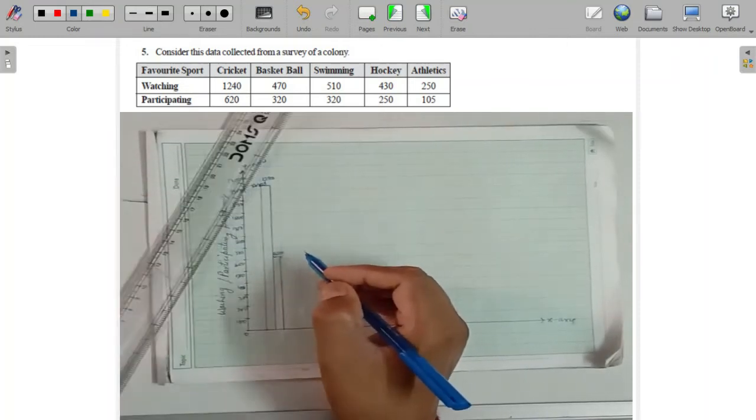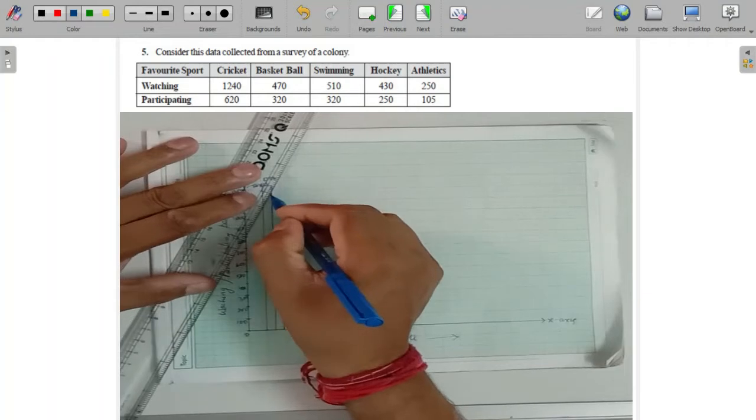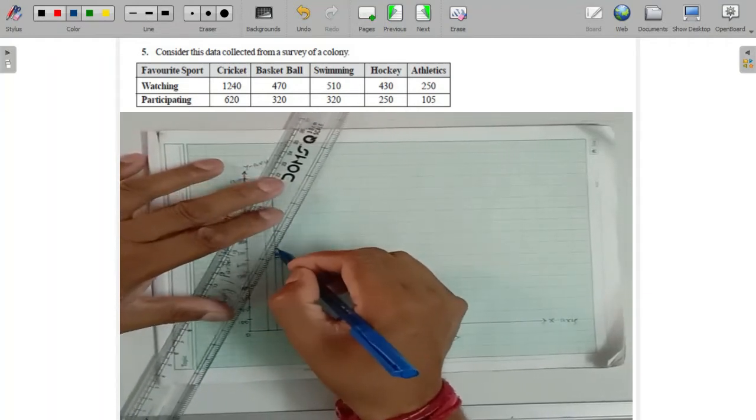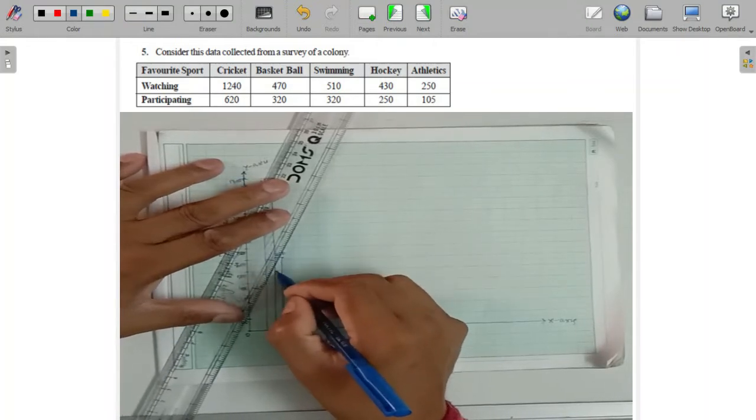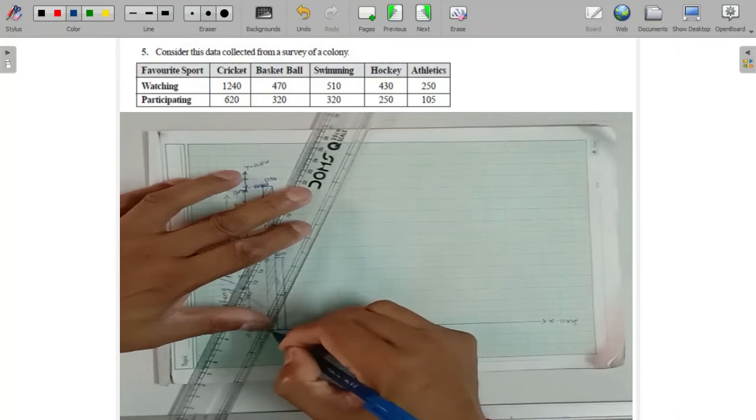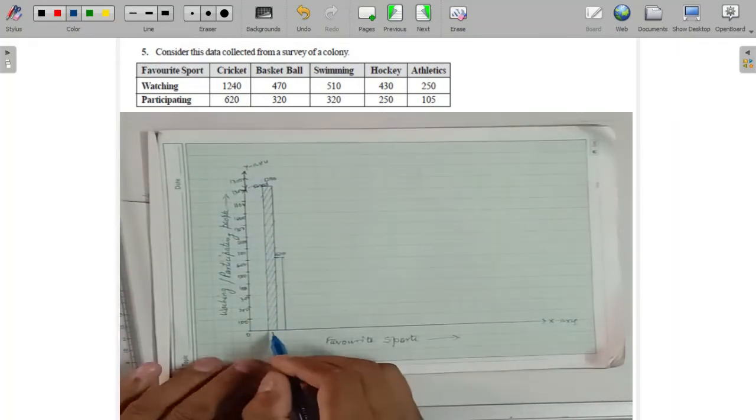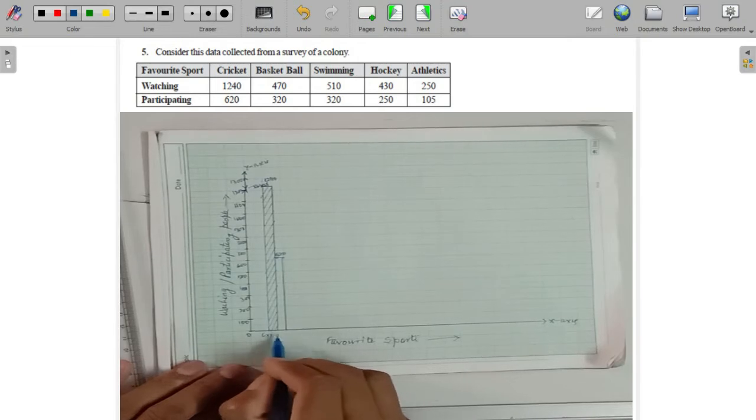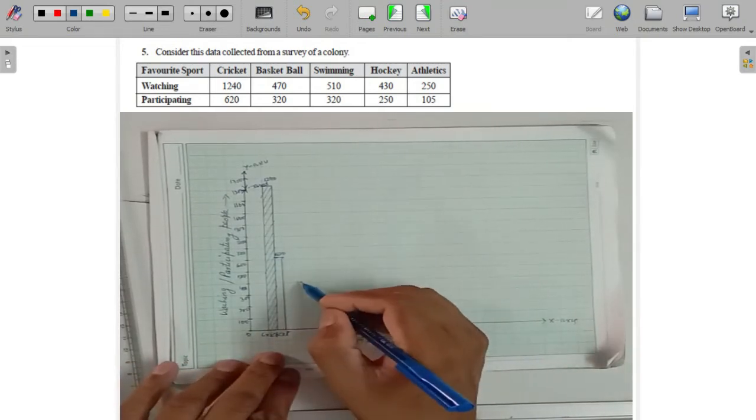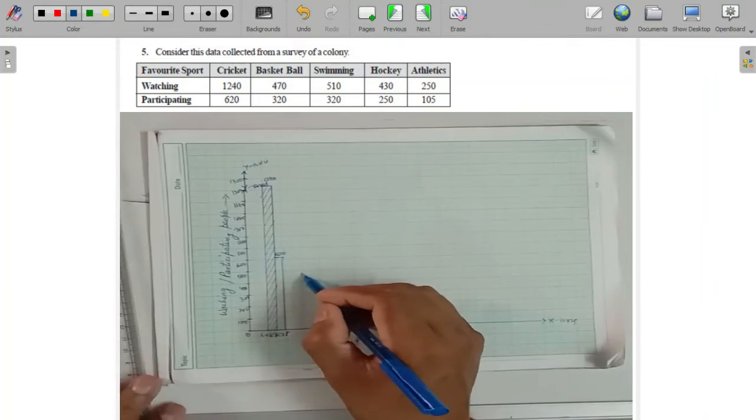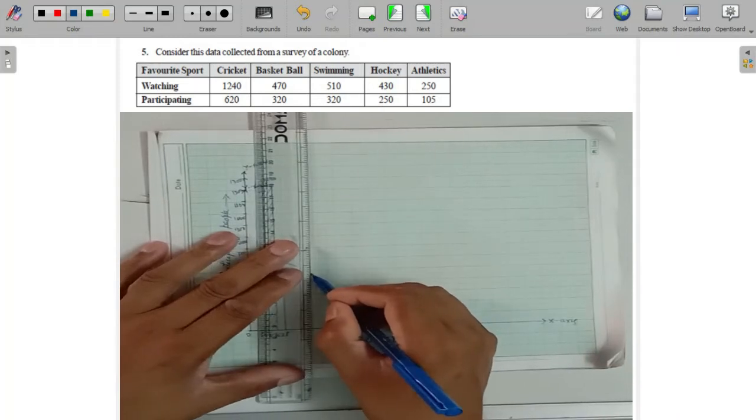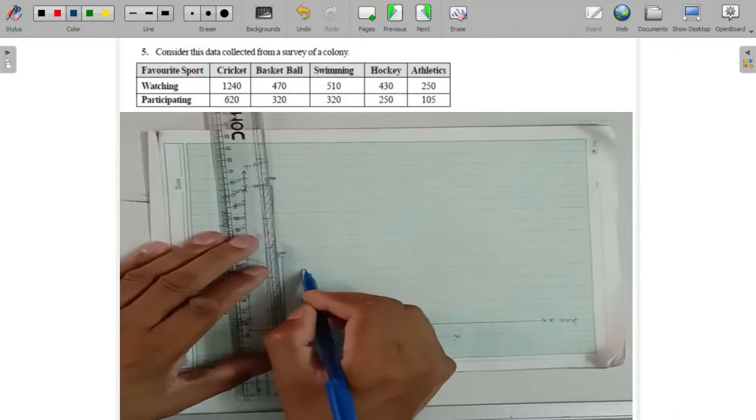Here set the first rectangle, this is for watching. And on the x-axis below write down cricket, then leave one box, then basketball, it is 470. After 400 you have to take the seventh line, then take the fifth line, and join this. It is 470.